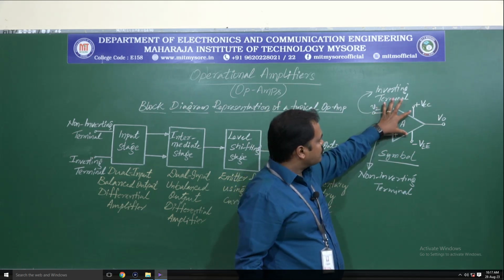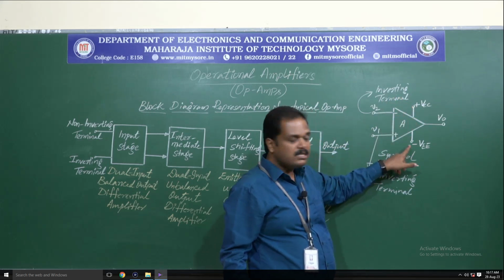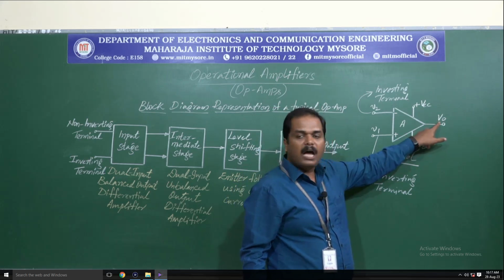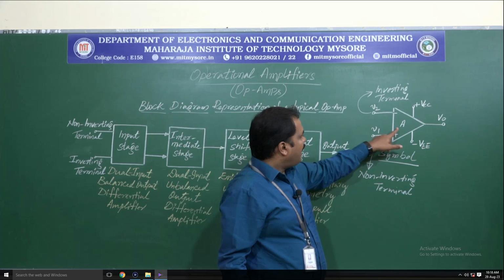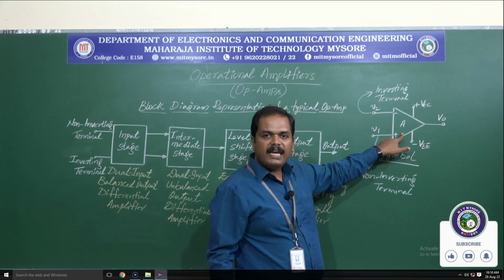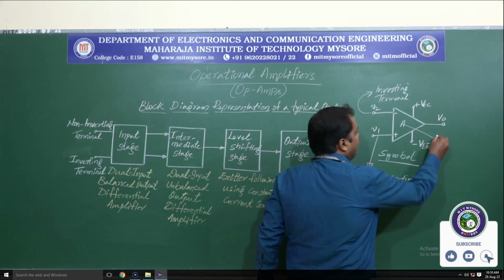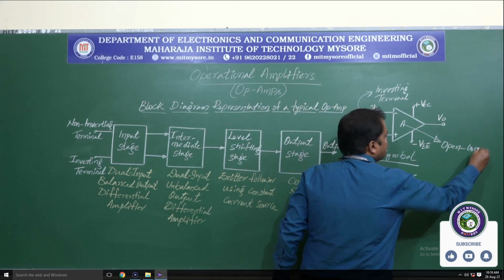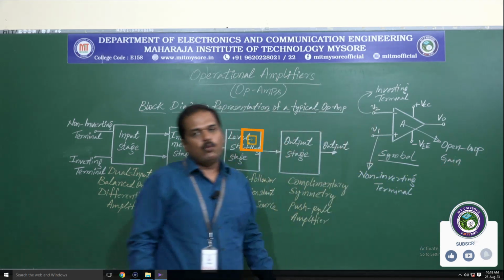This op-amp has two power supply signals, one is plus VCC, the other is minus VEE. Here we have the output terminal, V0. And the A written here indicates the open loop gain of the op-amp. So A represents the open loop gain of the op-amp.